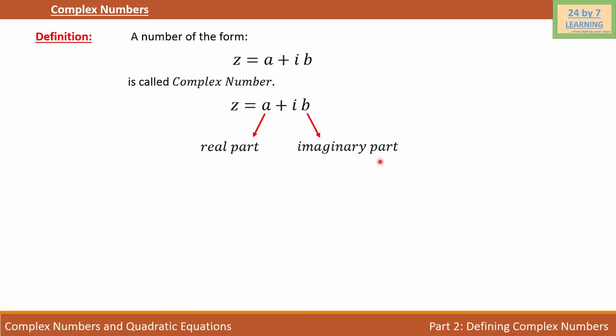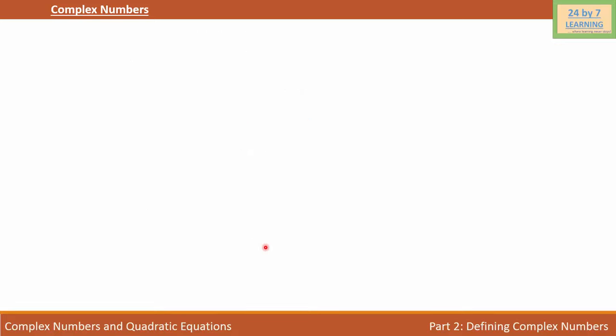If I have to write the real and the imaginary part after extracting them from the complex number, I will write the real part as real part of z is equal to a, where z is a complex number, and the imaginary part of the complex number z is equal to b. So as we can see, a complex number is made up of a real and an imaginary part. Now let's consider an example to understand complex numbers. The example is: describe the complex number z is equal to 5 plus 7i.